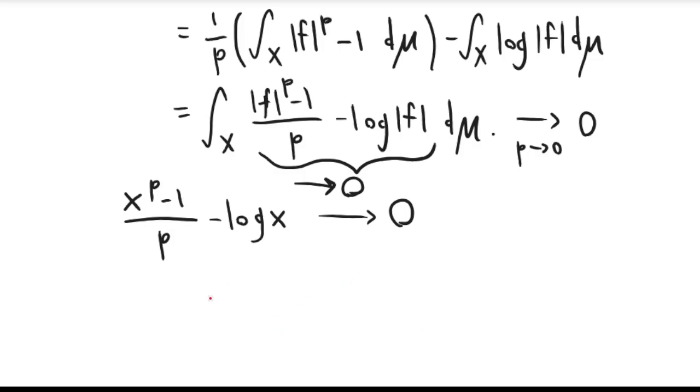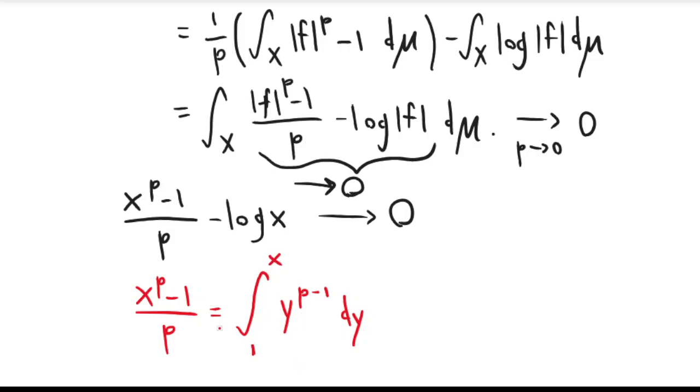Okay, but now we can notice that if p is small enough, well, what can we really say about (x^p - 1)/p? Well, if you think about it, this would be the integral of y to the power of p minus 1 dy, integrated from 1 to x, right? And this is true whenever x is greater than or equal to 1. This expression certainly holds.